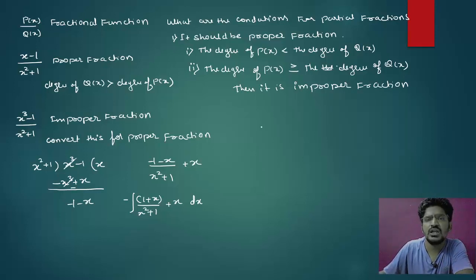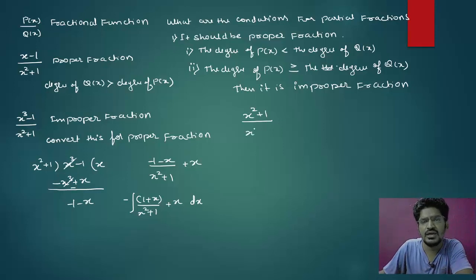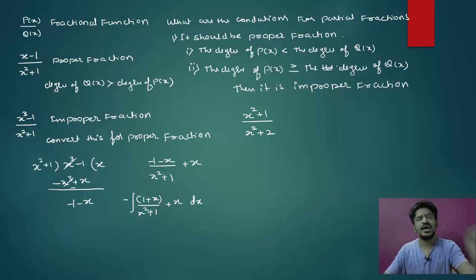Now you can also see, suppose you have x square plus 1 divided by x square plus 2. Okay. So see here, this is in the form of an improper fraction. Clear? So I think now you got an idea of proper fraction as well as improper fraction, and for what fraction we say improper and for what fraction we say proper. I think all of you got a clear idea.